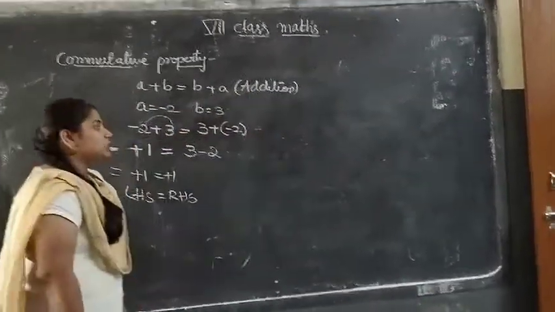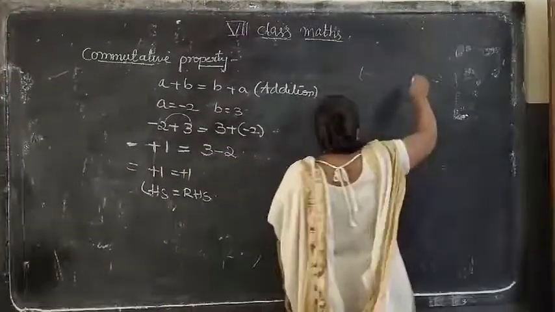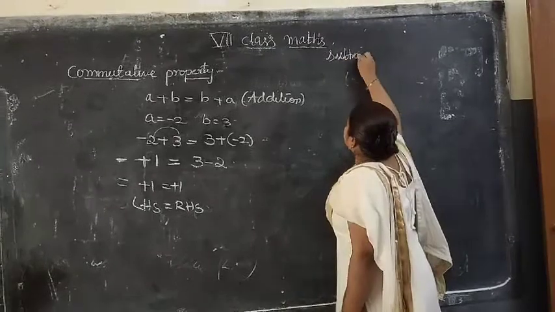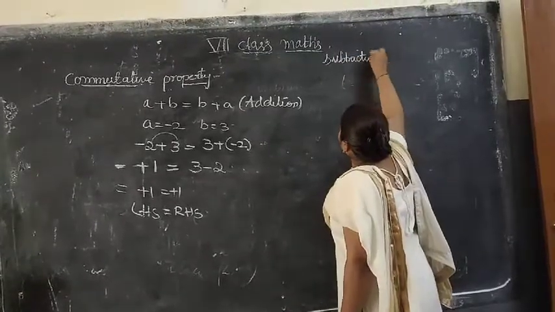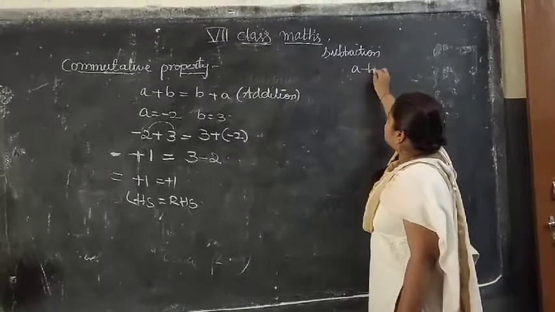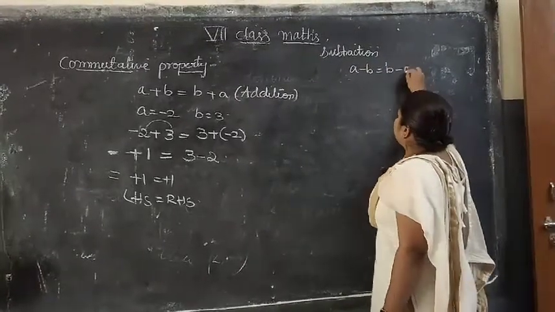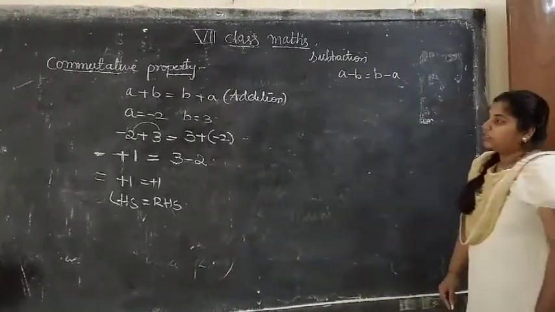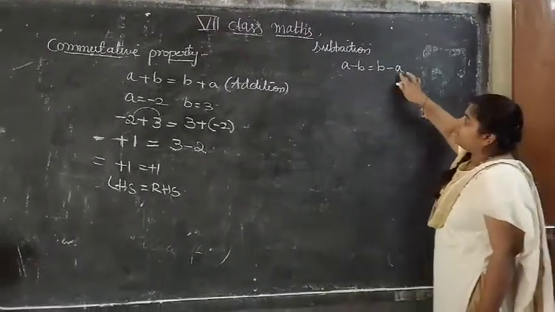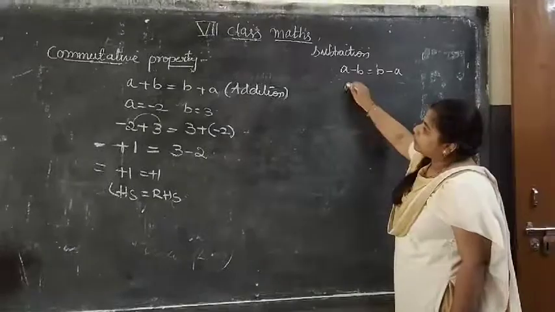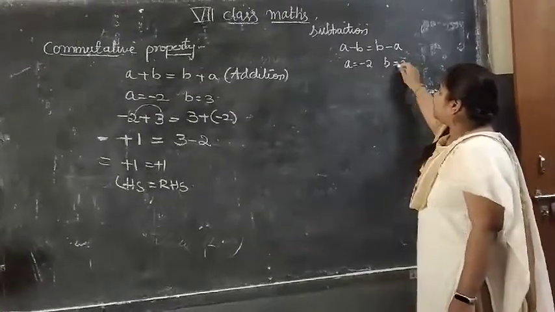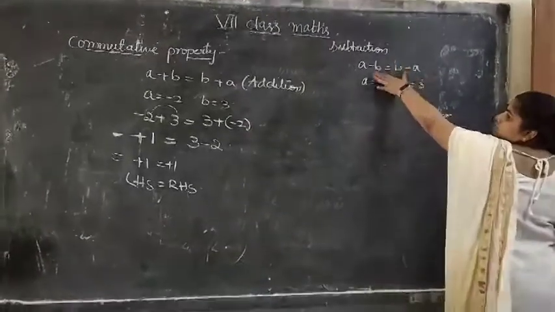Now what is the next operation? The next operation is subtraction. Whether it will be satisfied under subtraction or not, we will see now. How do you write the general form here? A minus B is equal to B minus A. Take the same values: A equals -2, B equals 3. Now substitute these two values in the general form.